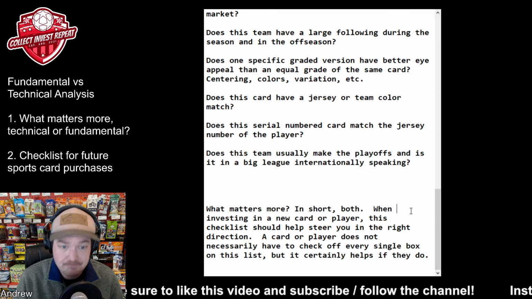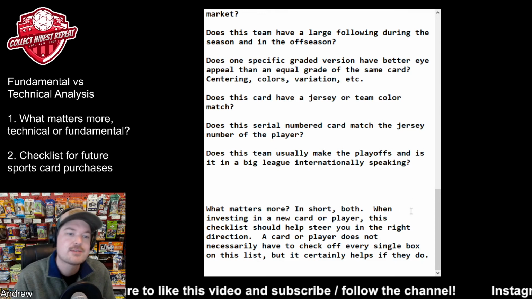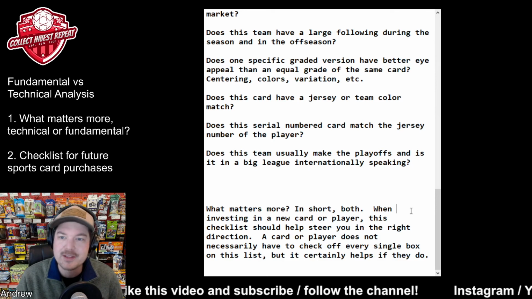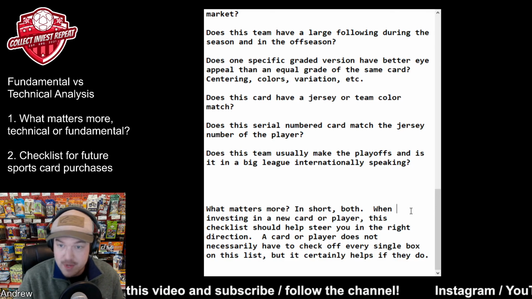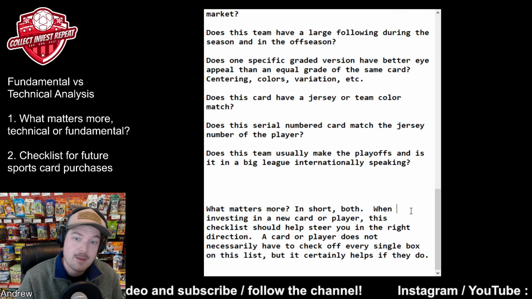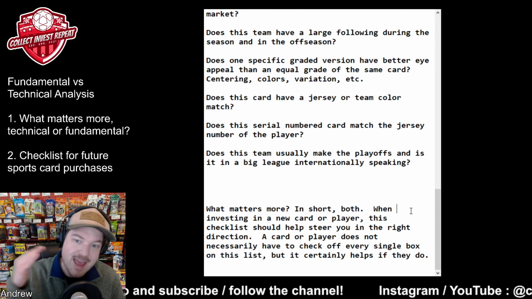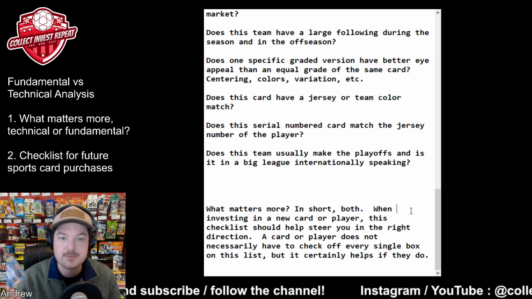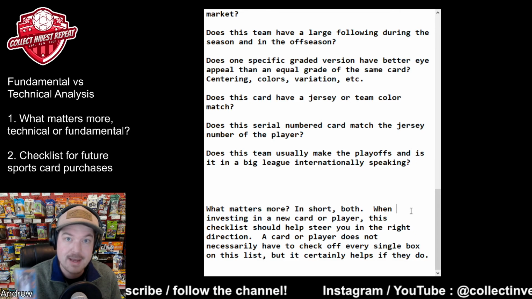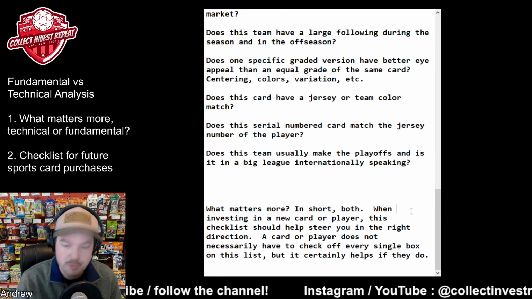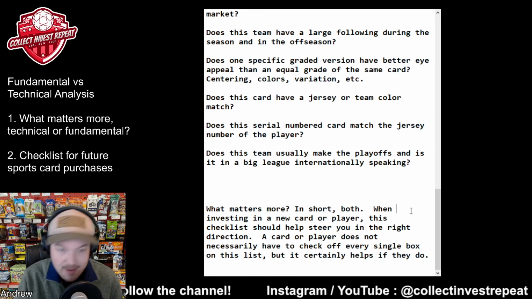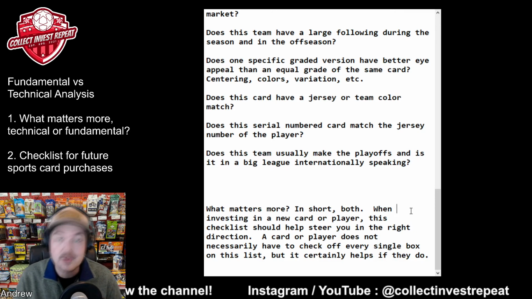So as we get down here to our final thoughts, we want to think about what matters more. I would say, just to define it quickly, both matter very much so. When investing in a new card or player, this checklist I hope will steer you guys in the right direction. You don't have to necessarily have someone check off everything on this list, and as you can see with this Malik Monk card, I absolutely did not hit every single checklist point, but I think I hit enough that I feel pretty confident I can either flip it in the next month or two or hold on to it for a while and see if his career develops, because he's only a 4th-year player.